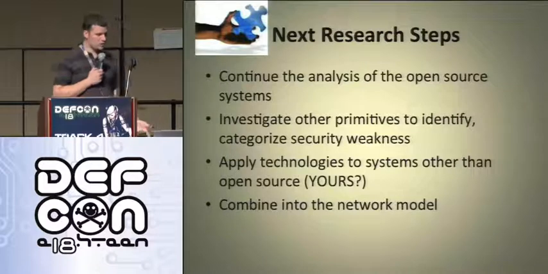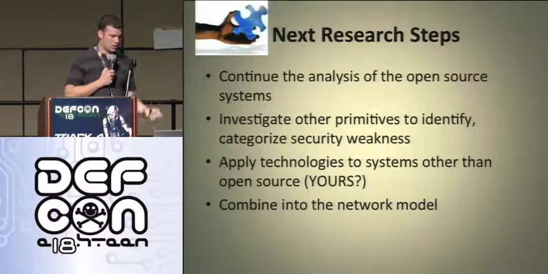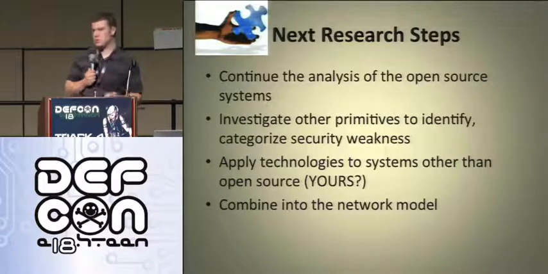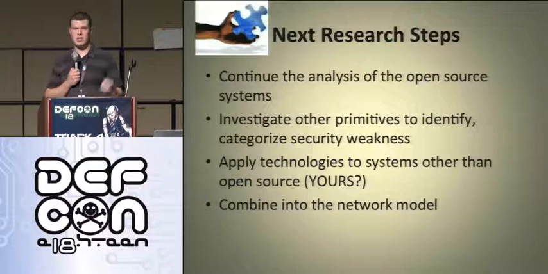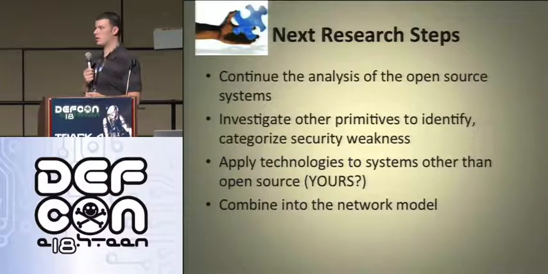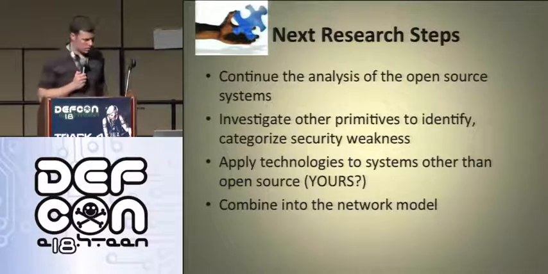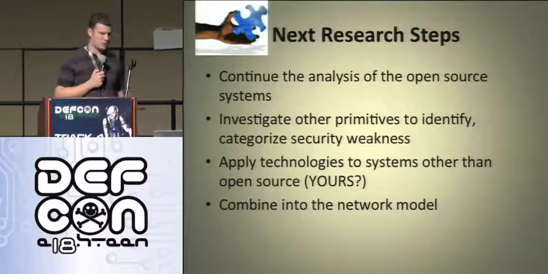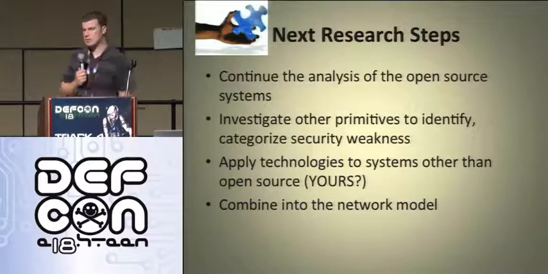Our next research steps are basically to continue analysis of open source systems. We're trying to find other primitives to identify other security weaknesses, because like I said, we didn't identify 100%, so we think there should be metrics out there that will help to better find all those vulnerabilities. And one thing they asked me to mention while I was out here is if anybody has any systems that they want analyzed, that would be something too.